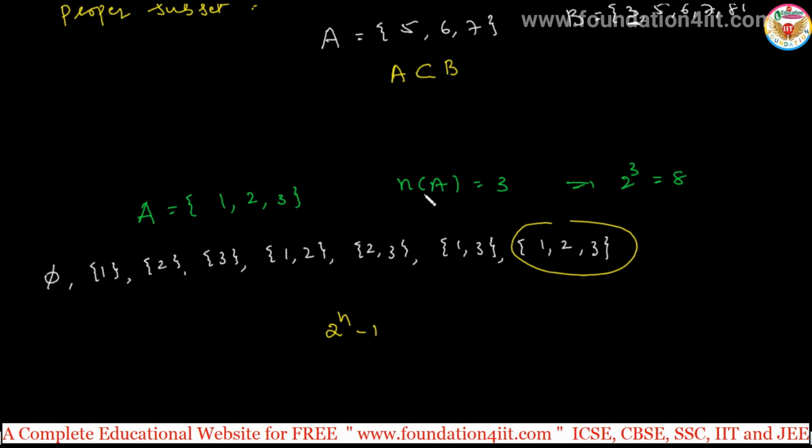So the number of subsets is 2 power n. The number of proper subsets of it is 2 to the power n minus 1. Okay, no set is a proper subset of itself, but every set is a subset of itself. This is the only change you can notice in this.